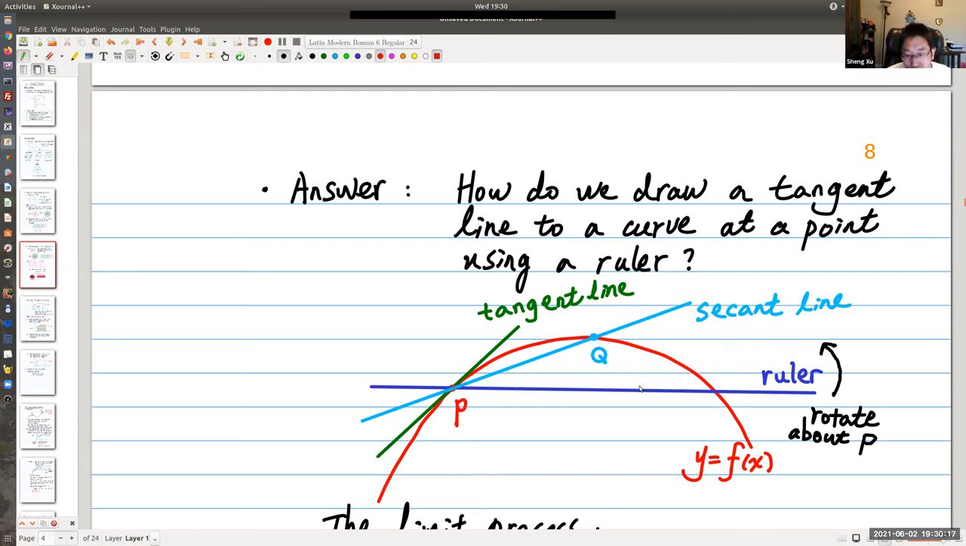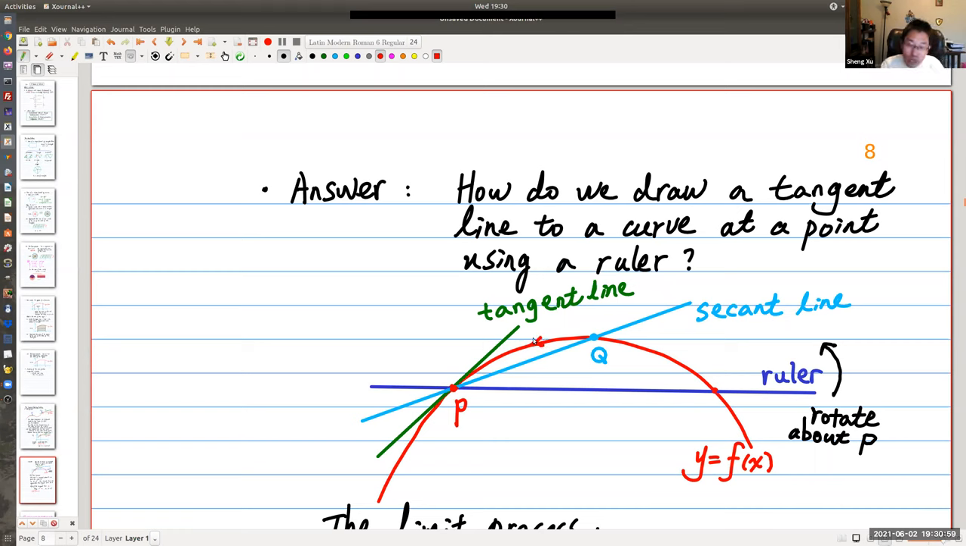This blue straight line is my ruler. I fix this ruler so it goes through point P. What I'm going to do in practice when you draw that tangent line is rotate this ruler around this point P. Make sure the ruler is always through that point, but you rotate the other end. When you do so, you see the intersection of this ruler with this curve, called point Q. That point Q is getting closer and closer to what? To P. Do you see that?